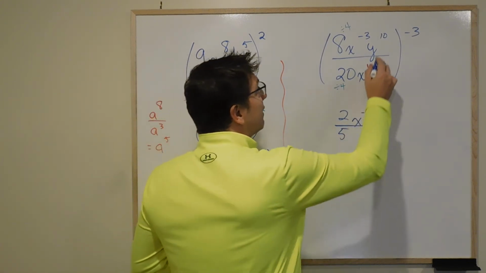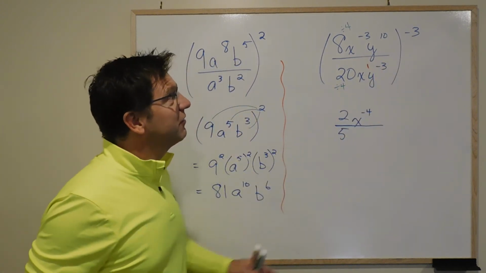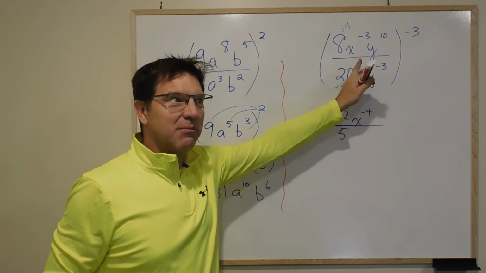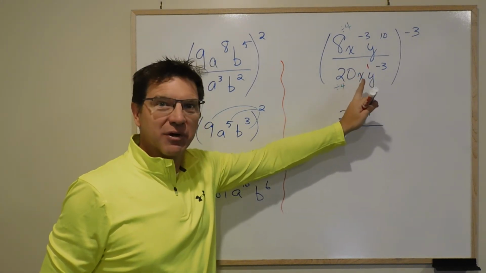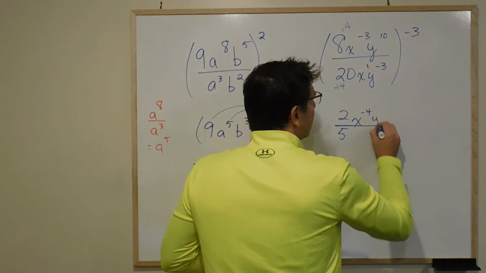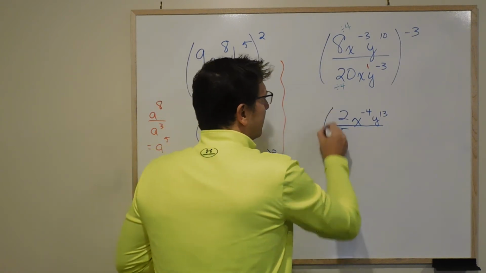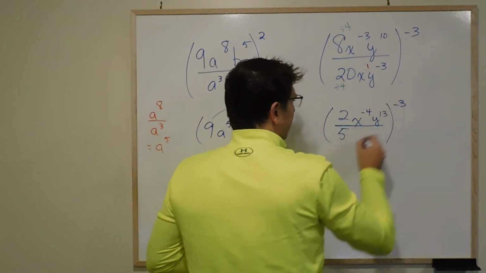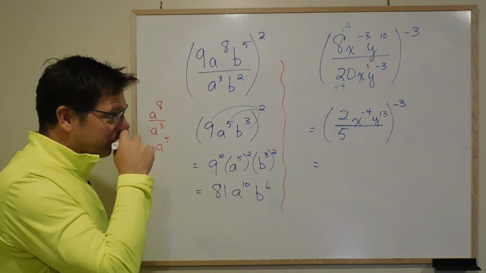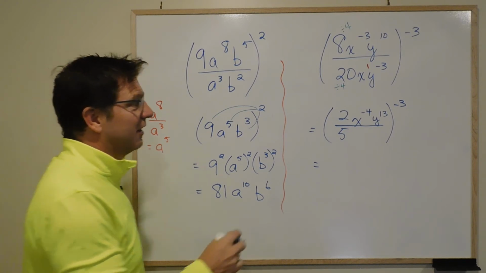Same thing here, y to the 10 and y to the negative 3. Remember, we're in this situation where it's 10 minus negative 3. 10 minus negative 3 is like saying 10 plus 3, right? So that would be y to the 13, okay? All to the negative 3. All right, so now we'd like to make all of our exponents positive, okay? So let's start inside here.